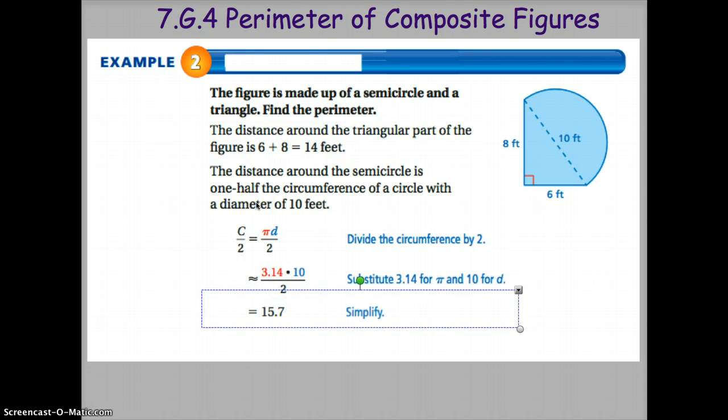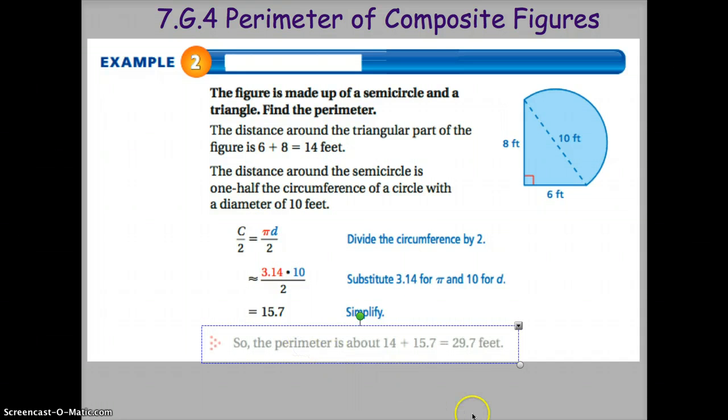Okay, so we end up with an answer of 15 7/10. Now we can simply add that to our 14, and we have a final answer of 29 7/10 feet. Notice I have included my units here, and I do have my answer.